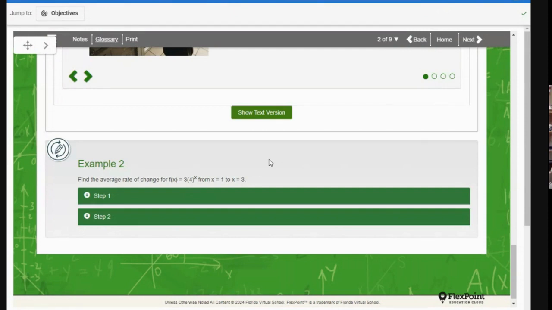What's another word for that? You've heard average rate of change ever since you've been in algebra. I'm writing this equation down. If anyone knows what the average rate of change, what's another word for that? Put it in the chat. I just want to know if you know. Do you know what another word is for average rate of change?